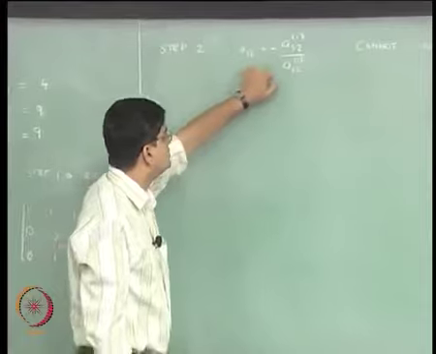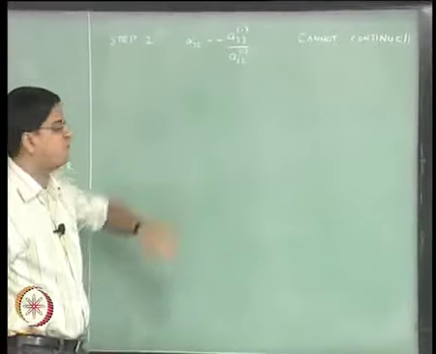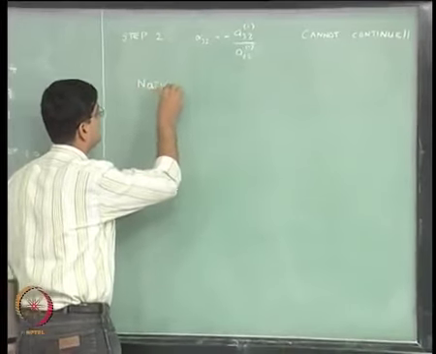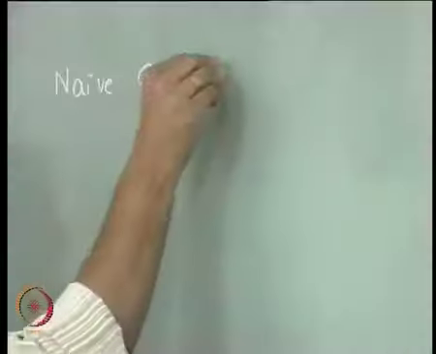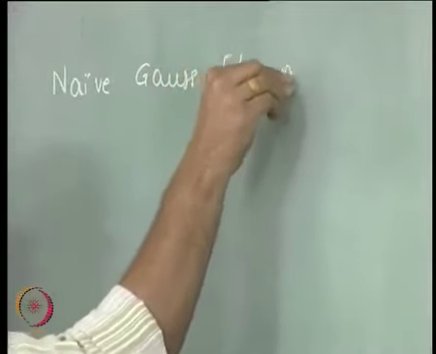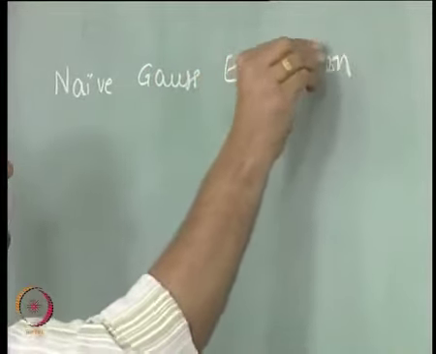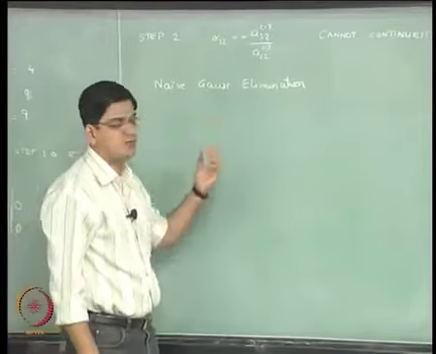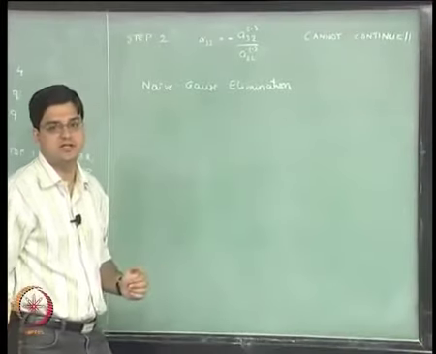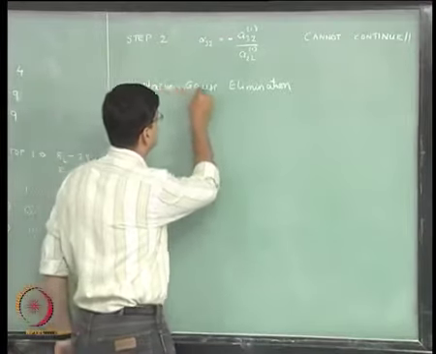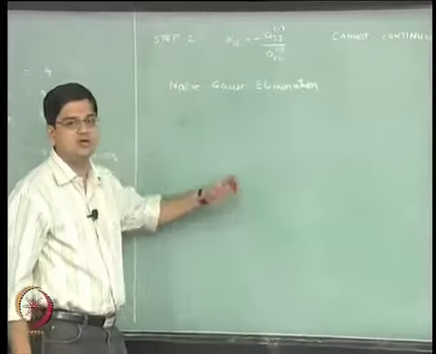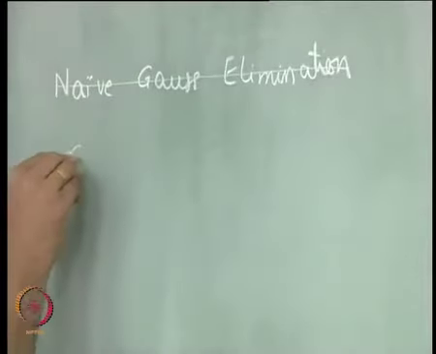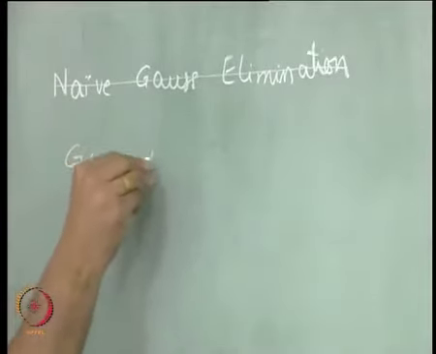Okay. So what we have done so far is what is typically called naive Gauss elimination. For reasons like this, as well as for the reasons of minimizing the round-off error in Gauss elimination, this method of naive Gauss elimination that we have been talking about is not used in the form that we have discussed so far. Instead what we use is Gauss elimination with pivoting.